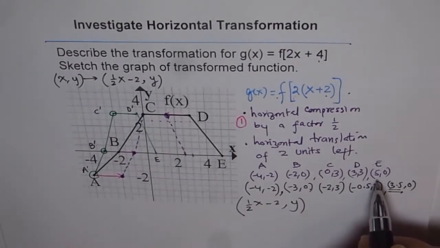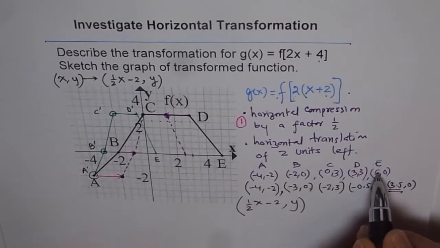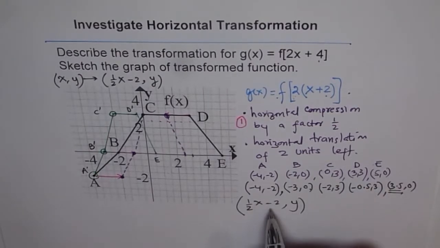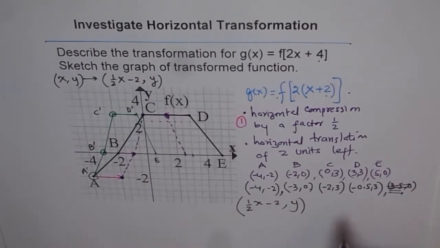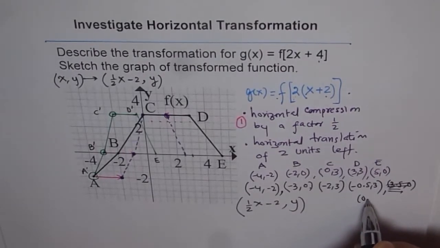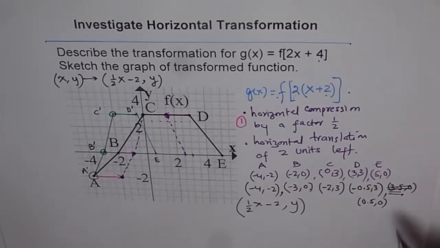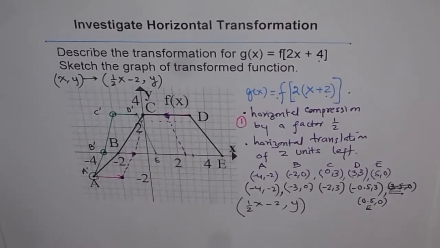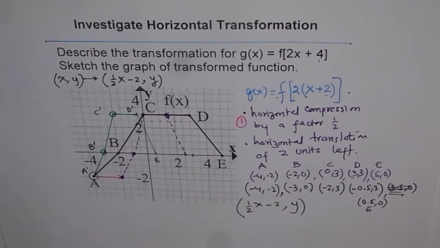So let's recalculate. So what is half of 5? 2.5. And 2.5 minus 2 is 0.5, right? So we get 0.5, 0. So that is the correction. So it was a calculation mistake. It should have been this. So this is your point E, right? So it was good that we did it in 2 methods and avoided that calculation mistake. So that is how we need to do transformation. And I think with this, you have seen how to do all the aspects of horizontal transformation, right?